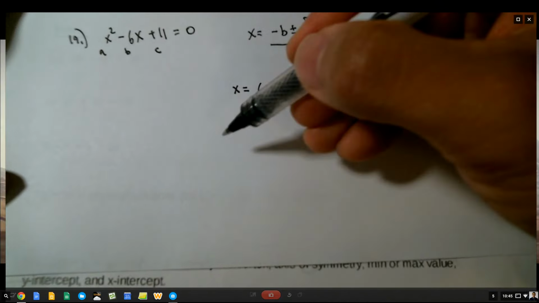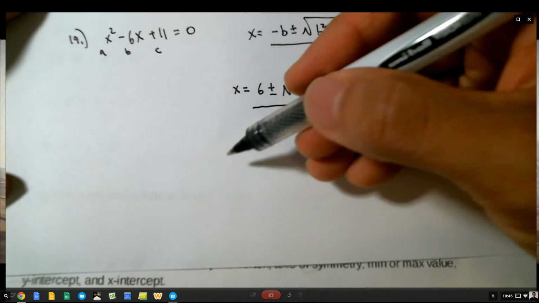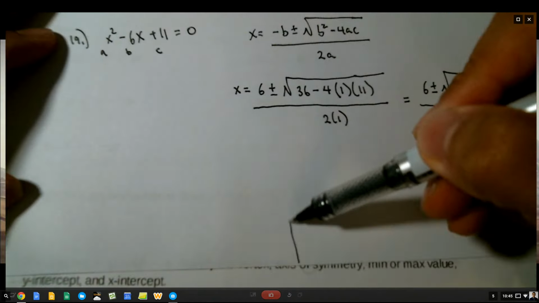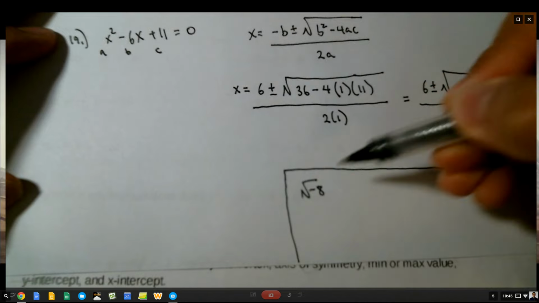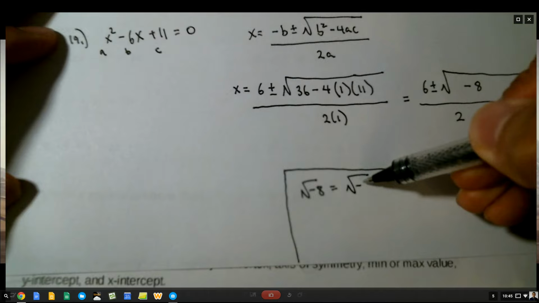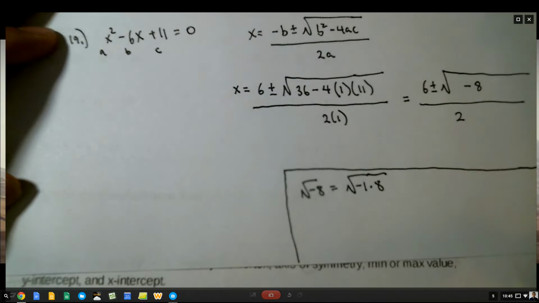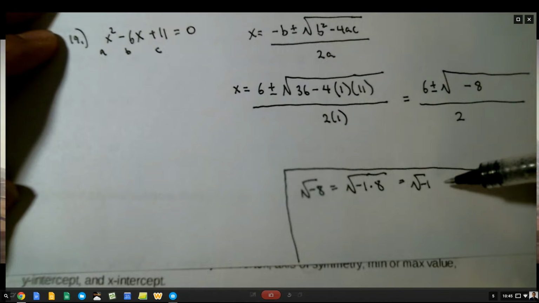Remember how we simplify it? So let's just take the square root of negative 8 and let's simplify that right here. I'm just going to do a little box and we're going to simplify inside here. Square root of negative 8. How do we simplify that? Well, that can be rewritten as negative 1 times 8. Right? Okay, so then this can be written as square root of negative 1 times square root of 8. Now we know this is going to be i.